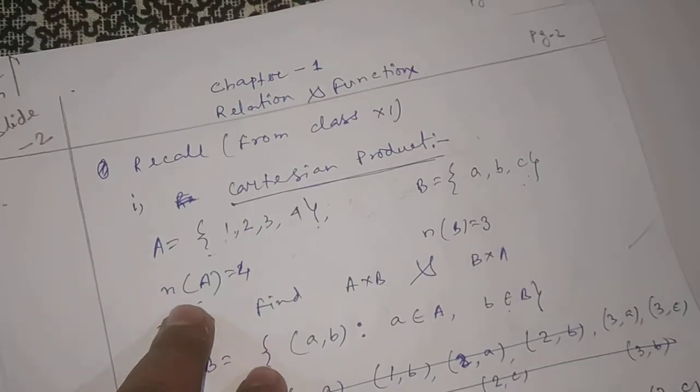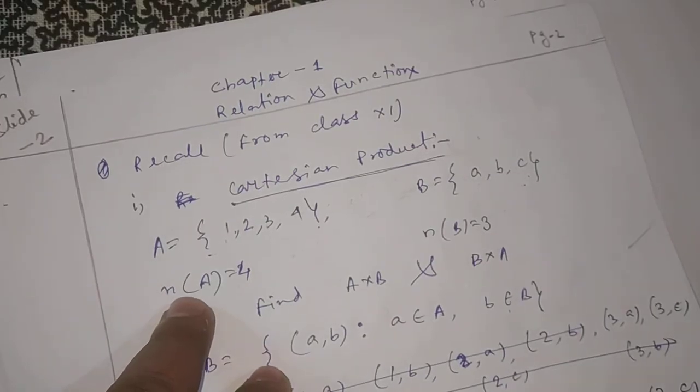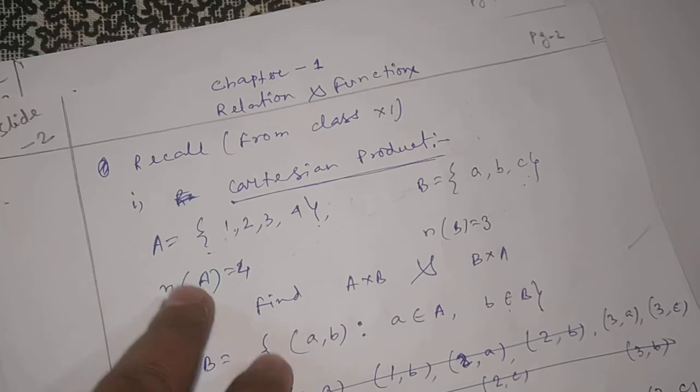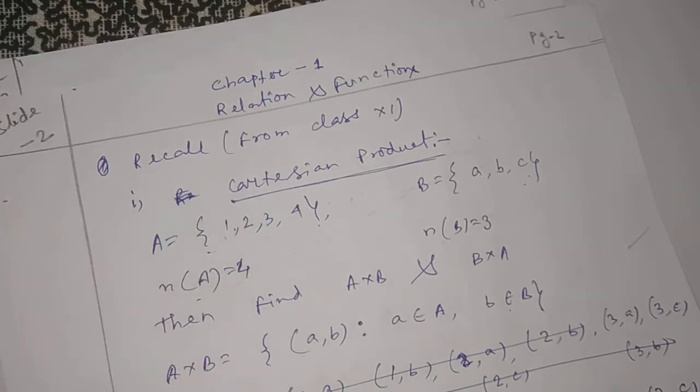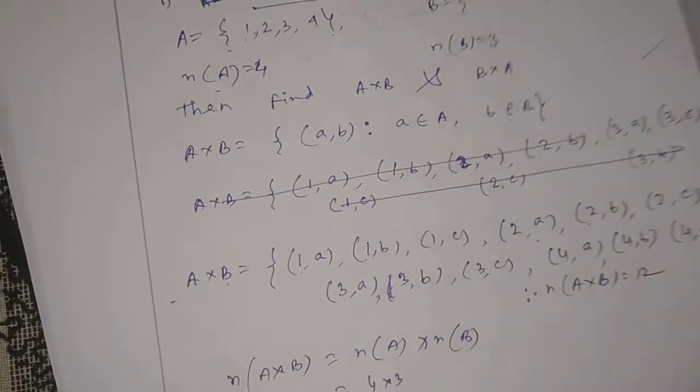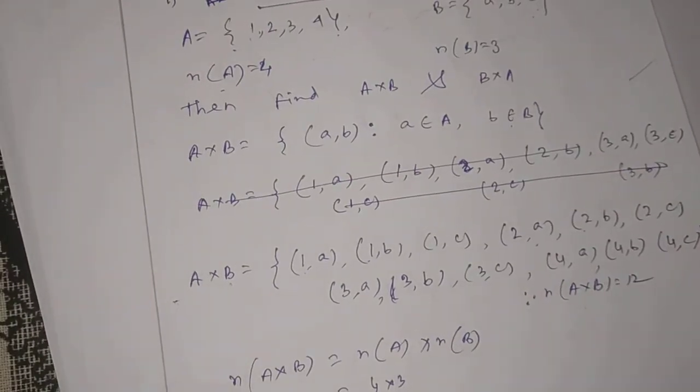So here the set is very small. The number of elements is too small. But if the number is too big, then it will be very difficult to construct the Cartesian product. Also, we cannot count the numbers. So for this purpose, we need to follow some formula.